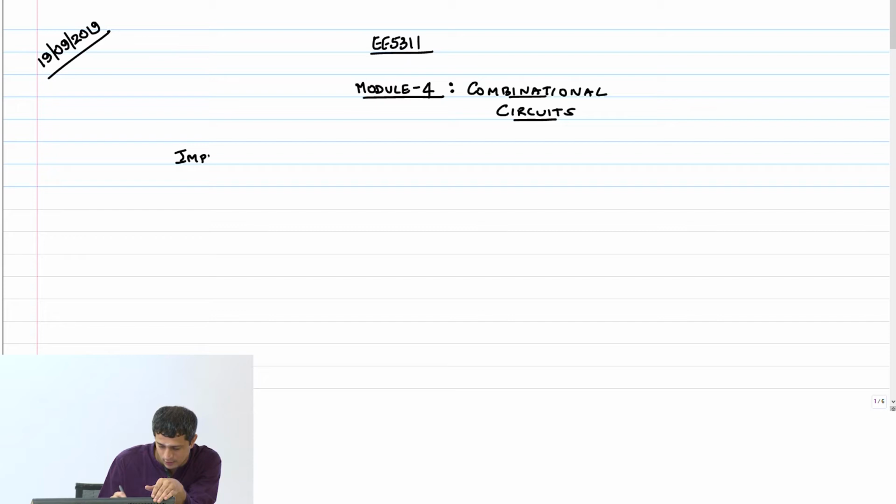Okay, so let's move on with our discussion on combinational circuits, right? Last class we started discussing very briefly the idea of implementing any arbitrary Boolean function, right?